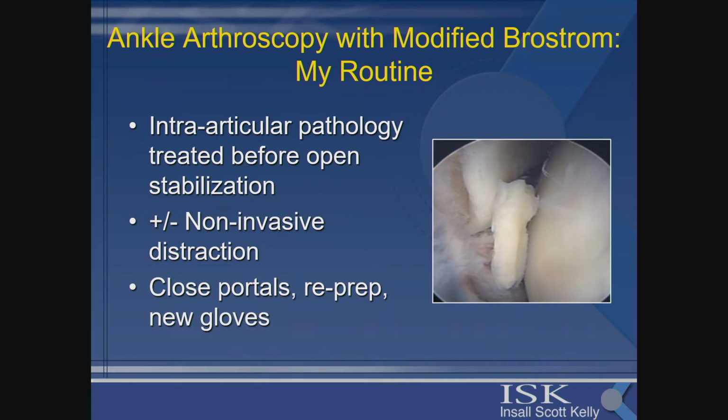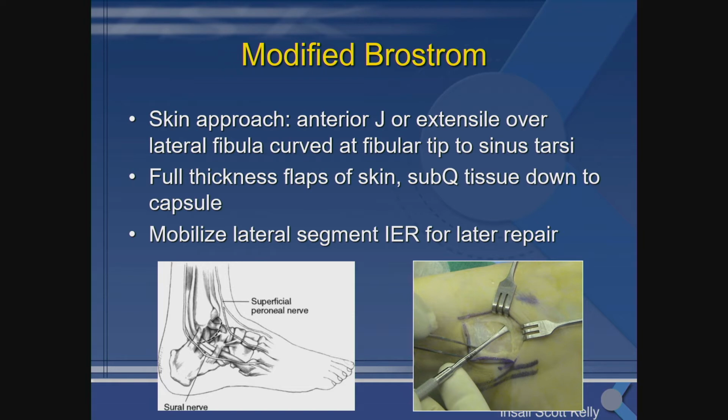And pretty much, I typically don't have to use distraction, but if I have any kind of osteochondral injury, then I'll use a non-invasive distractor. And then once I'm done with the arthroscopy part of the procedure, I'll close the portals, and I'll just do a re-prep with a ChloraPrep, and I'll change my gloves. Again, then we proceed to the modified Brostrom.